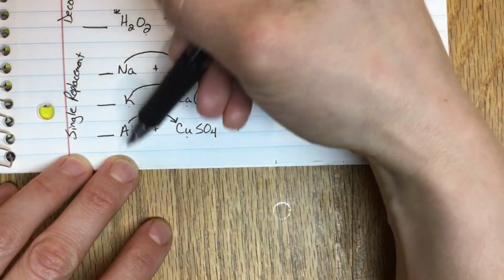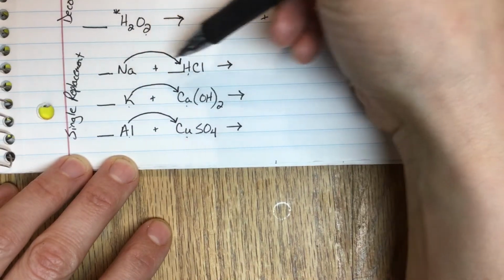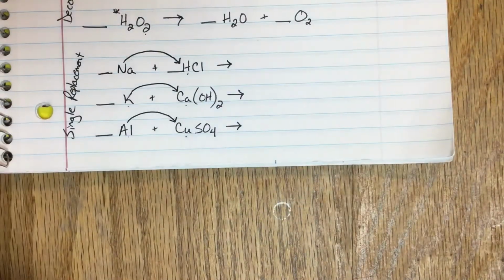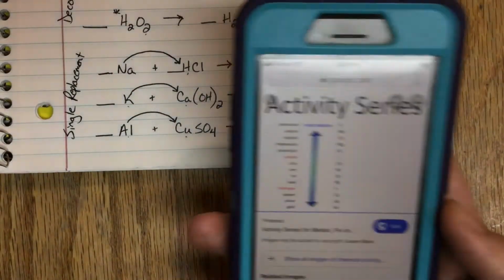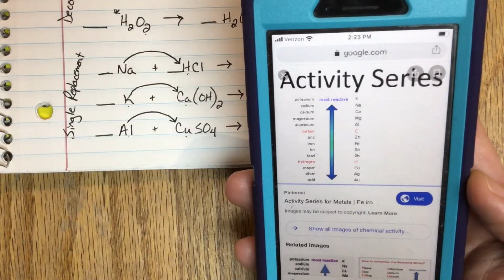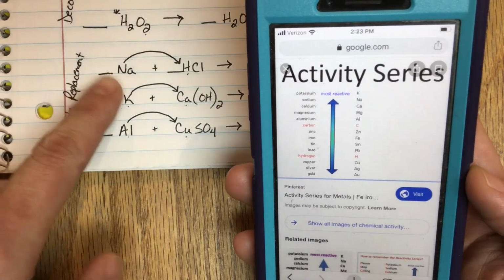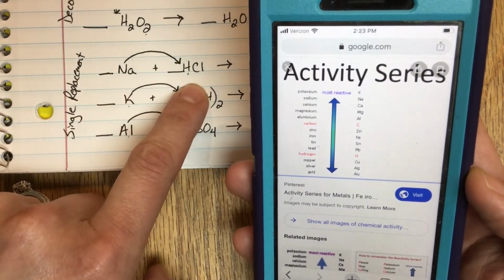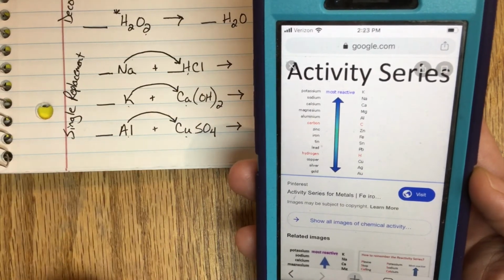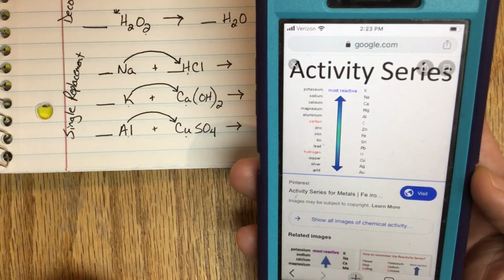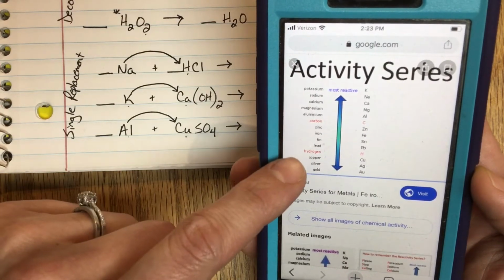If any of our elements are not higher than the one they're trying to replace, the reaction will not occur. So I need to look at something like this little handy activity series that I pulled up and see if these are going to happen. So sodium and hydrogen. Is sodium higher than hydrogen on the activity series? Yes, absolutely. Sodium is the second one down on the activity series, and hydrogen's all the way down here.